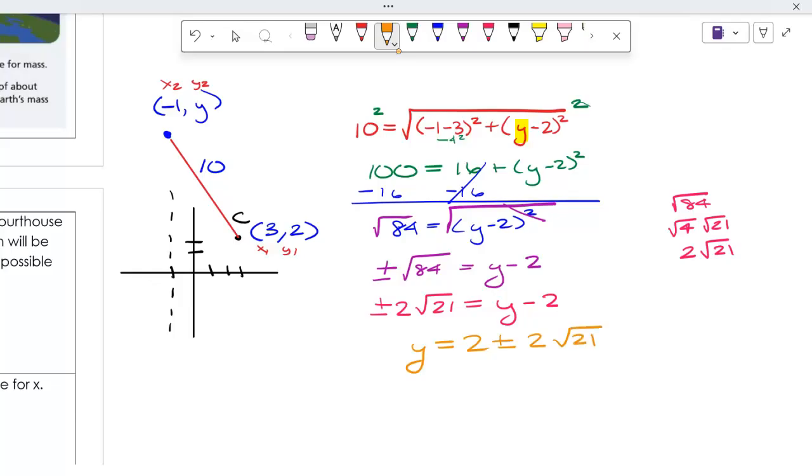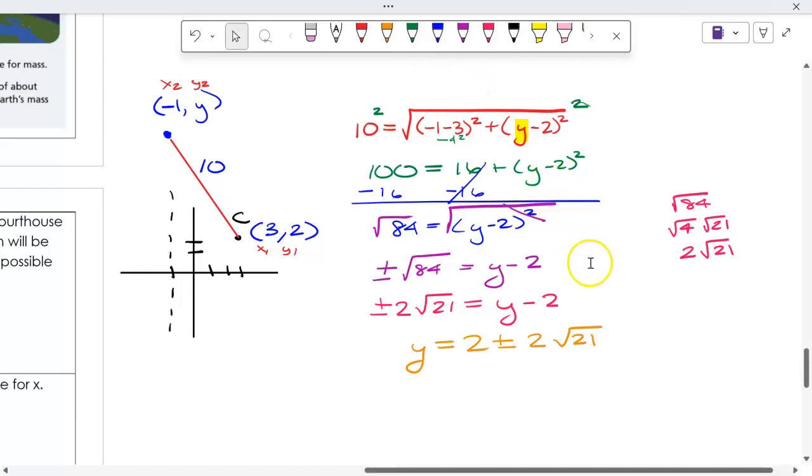And that's the y coordinate of where the police station could be located. I apologize, it's a really weird number, but sometimes they can be weird numbers. Sometimes they can be a pretty whole number that just looks nice. They won't always be that way though, but this would be the y coordinate. If it asked for the possible coordinate point, then the coordinate point would be -1, 2 plus or minus 2 root 21. And that's how you would write that.